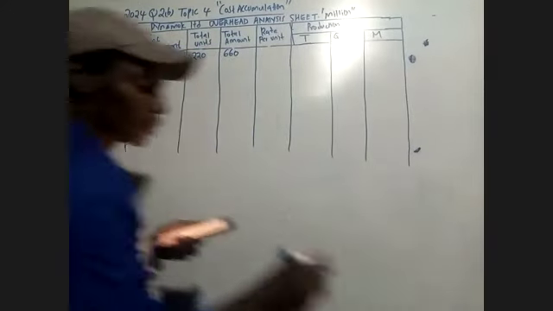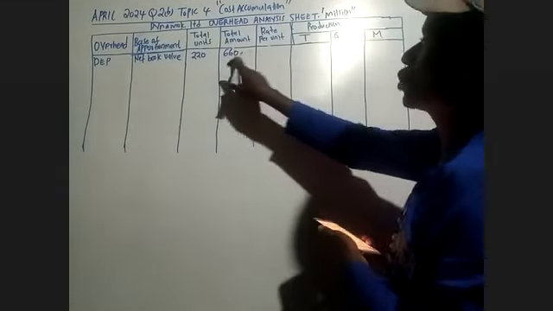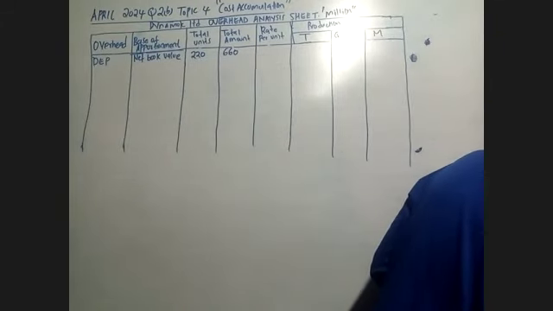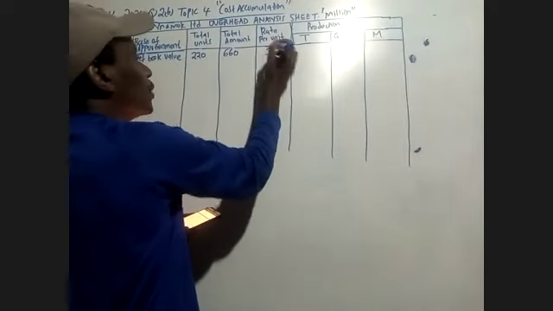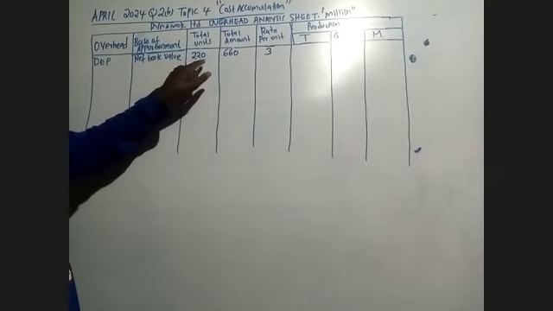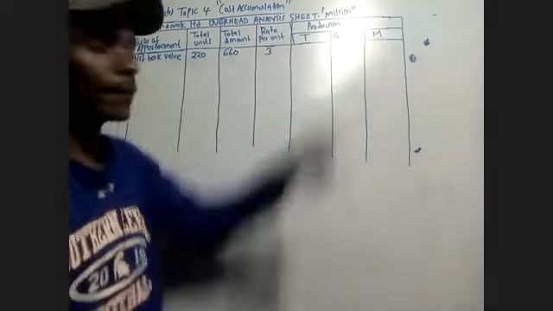220. So 660 divided by 220. Now, for us to get the rate per unit, tunachukua total amount divided by the units. So 660 divided by 220, which is 3. Now, we apportion this cost. So this 3 inasaidia kwa apportion for T, Q, and M.